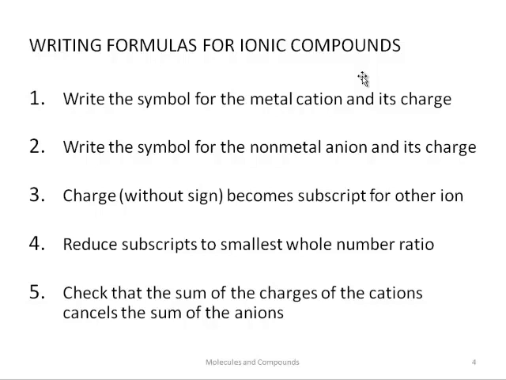First, you're going to write the symbol for the metal cation and its charge. Write the symbol for the nonmetal anion, then its charge, and as you'll see, there's a little trick where we can switch the signs, and the numerical values of the charges will become the subscript for the other ion. If we reduce the subscripts to the whole number ratio, we'll always ensure that we have the correct ionic formula. And of course, a compound or molecule has to have an overall net neutral charge, so the sum of the charges of the cations and anions must cancel each other out.